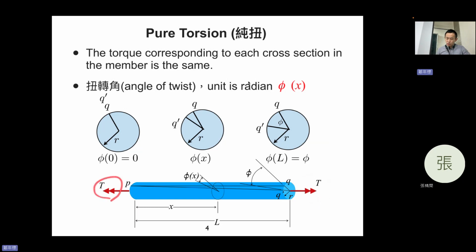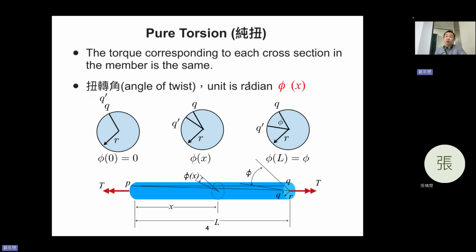And of course, this torsion is kind of a reaction force, reaction torsion. Okay, because this is fixed on the wall. So the T here makes a torsion like that. Okay, so it will be like this one. Okay, this is the torsion direction.